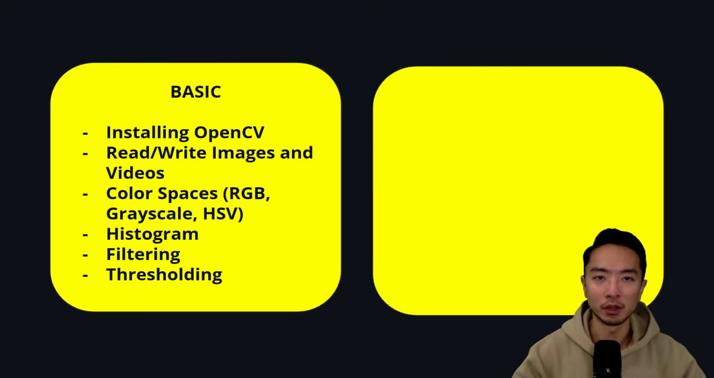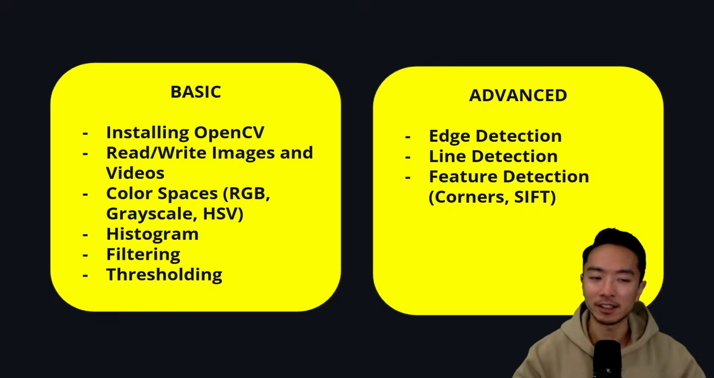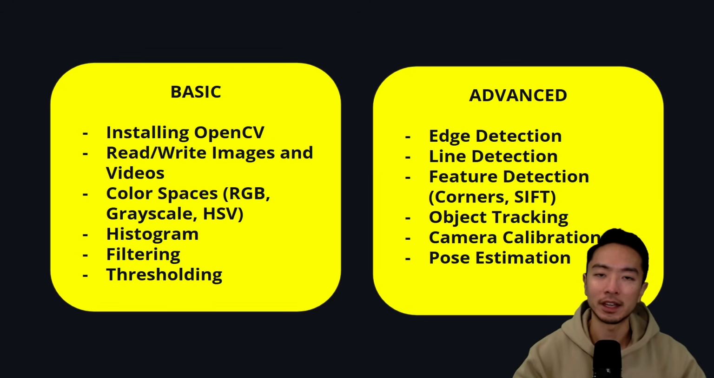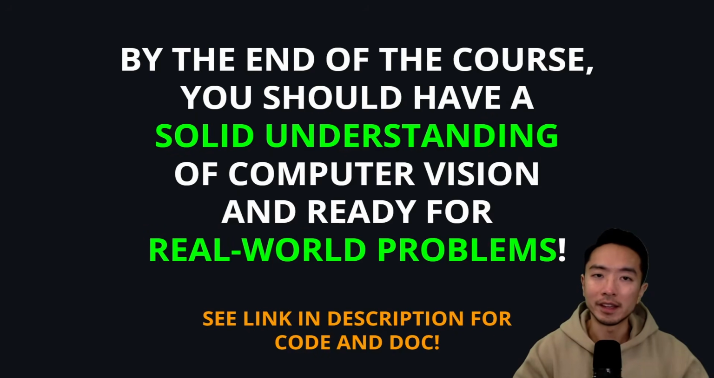Then we'll move into more advanced topics. We're going to go into things like edge detection, line detection, feature detection like corners and SIFT, object tracking, camera calibration, and pose estimation. So by the end of this course, you should have a solid understanding of computer vision and be ready to tackle real-world problems. All right, let's get started.